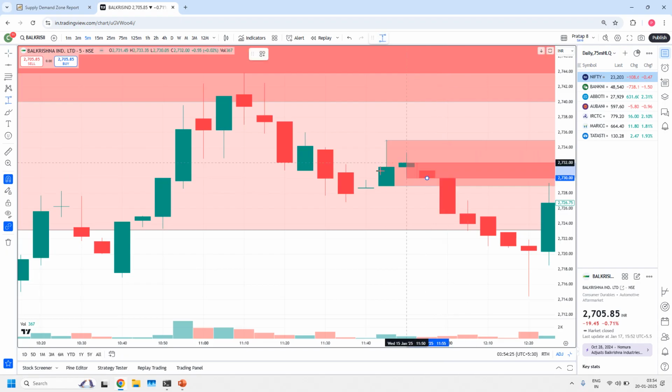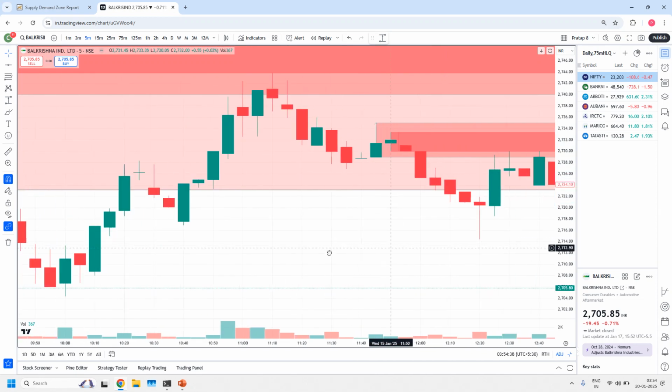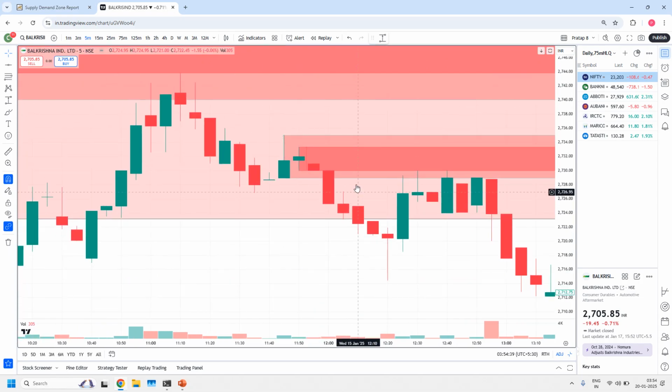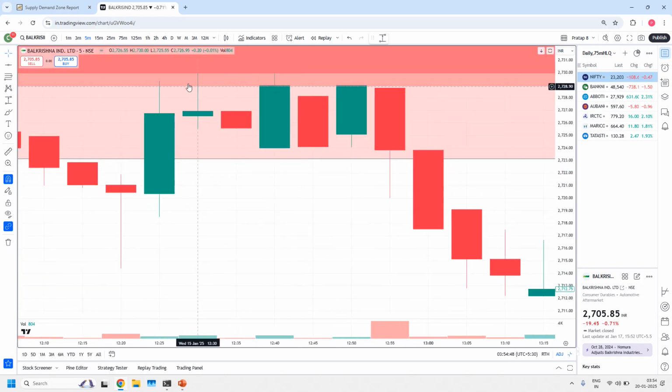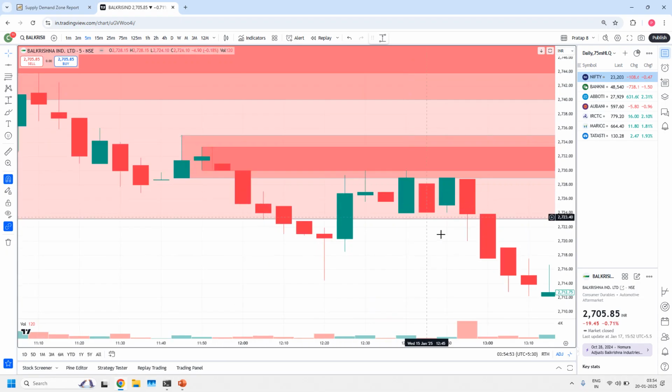If you consider this a rally, you have to draw the zone up to here. But if it is a drop failed ERC candle, then this is the zone. So this is also holding the prices multiple times. Prices did not enter. Just at the distal line, they are holding and again pushing the prices back.